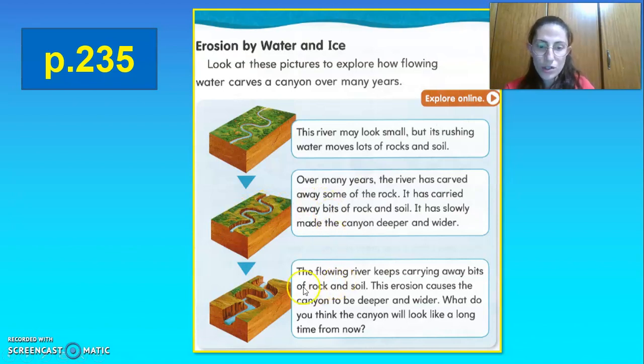Then the flowing water keeps on carrying away bits of rocks and soil each day, every day. This erosion, which means this picking up of rocks and soil by the water and moving it from one place to another, causes the canyon to what, as we could observe in the picture? Excellent, to become deeper and wider. What do you think the canyon will look like a long time from now? Excellent, excellent.